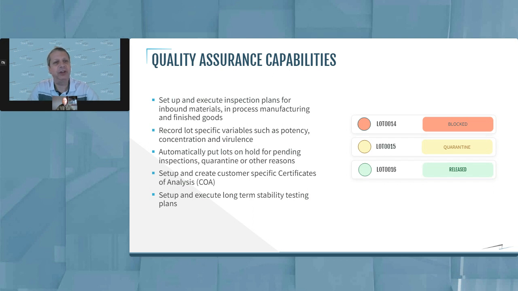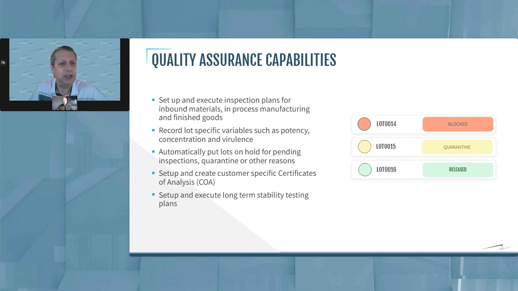Since today's focus is on quality assurance, I want to point out what we're specifically going to be talking about capability-wise. The first thing we're going to talk about are inspection plans. So we're going to show you how you can set up and execute inspection plans for inbound materials, work in process, as well as finished goods.